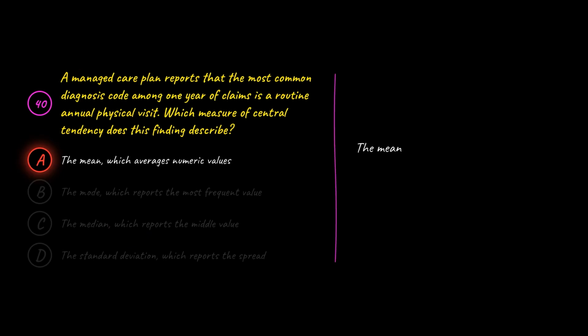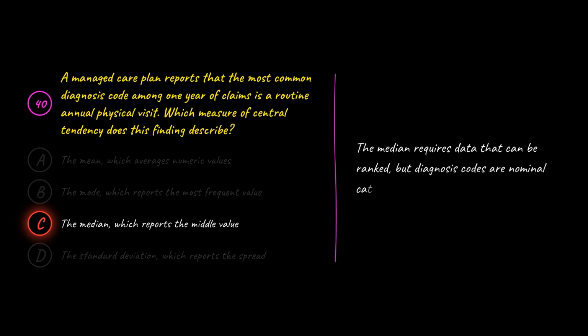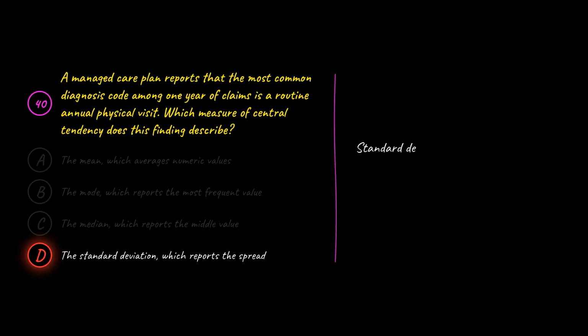A is wrong because the mean requires numeric data and cannot be calculated on categorical diagnosis codes. C is wrong because the median requires data that can be ranked, but diagnosis codes are nominal categories without inherent order. D is wrong because standard deviation is a measure of spread, not central tendency, and also requires numeric data.